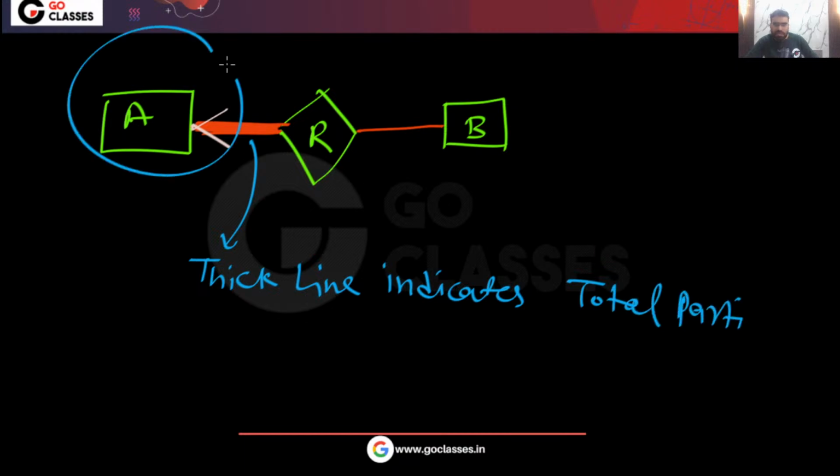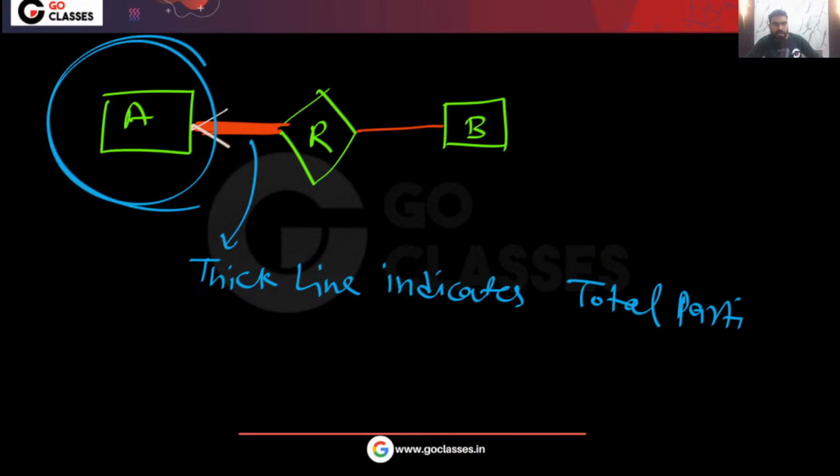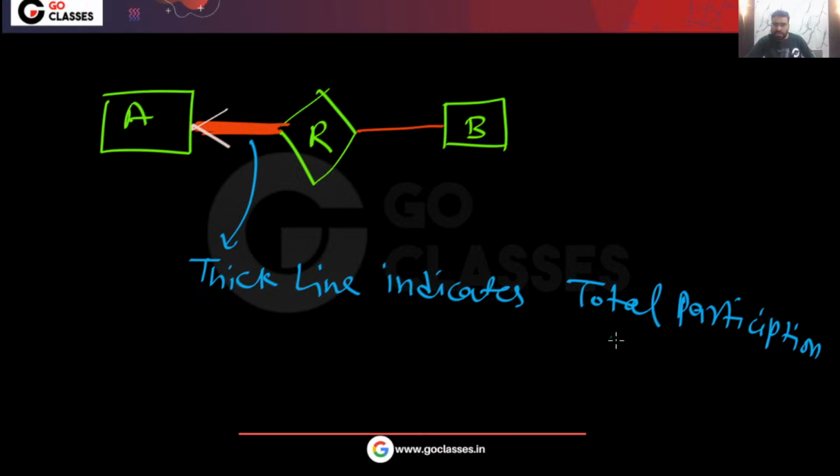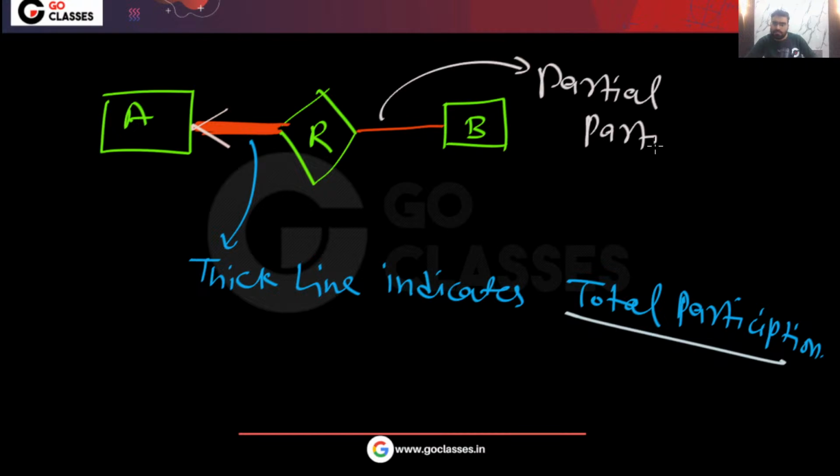So remember, this entity set A has total participation in relationship R. A thick line indicates total participation in relation R. Very simple. But this entity set B has partial participation. Here you have partial participation in the relationship. So this is the simple point.